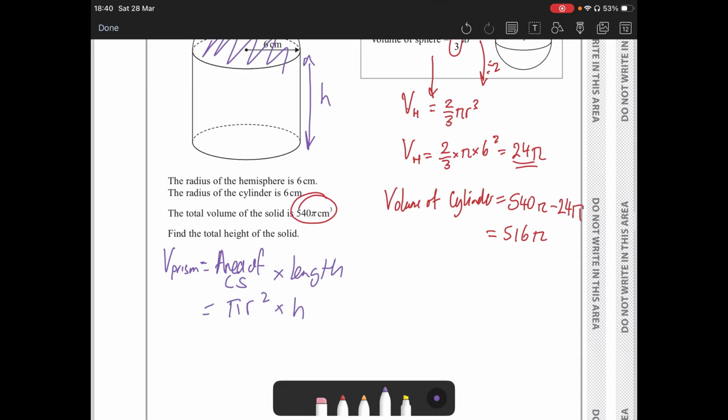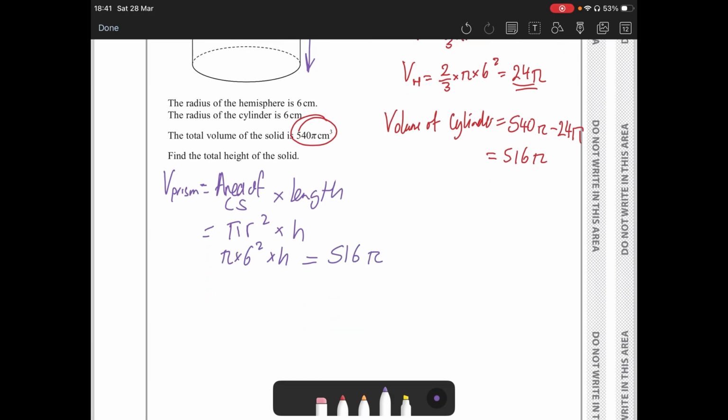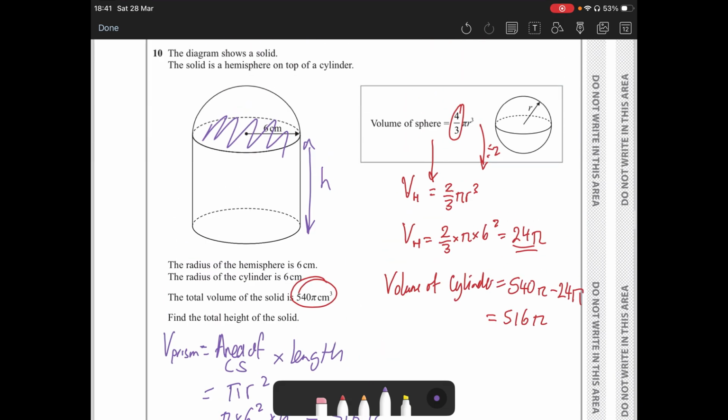So pi r squared, the radius is still 6 squared, so we've got pi times 6 squared times h equals 516 pi. Okay, so good news for us is the pi's cancel out. So 36h is 516, so the height must be 516 divided by 36, which, using my calculator, will be, I'm getting 43/3. Is that right? No, it is not.